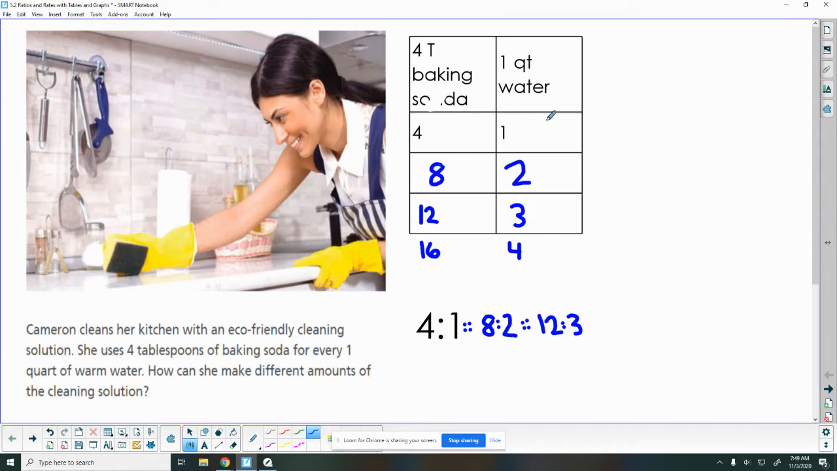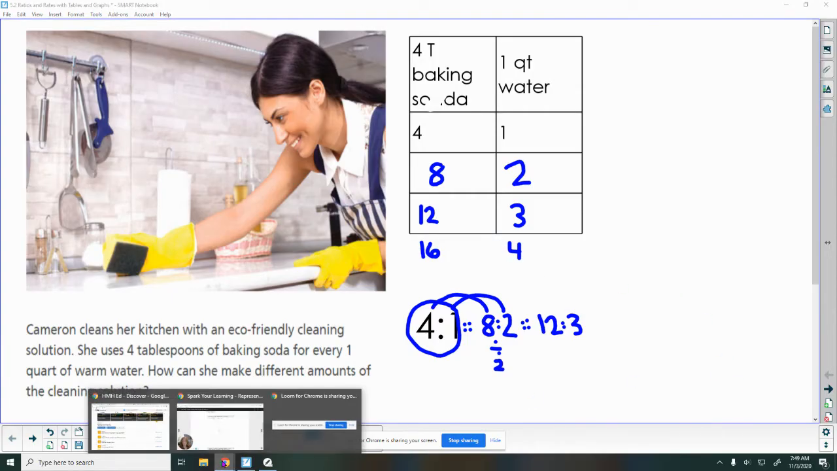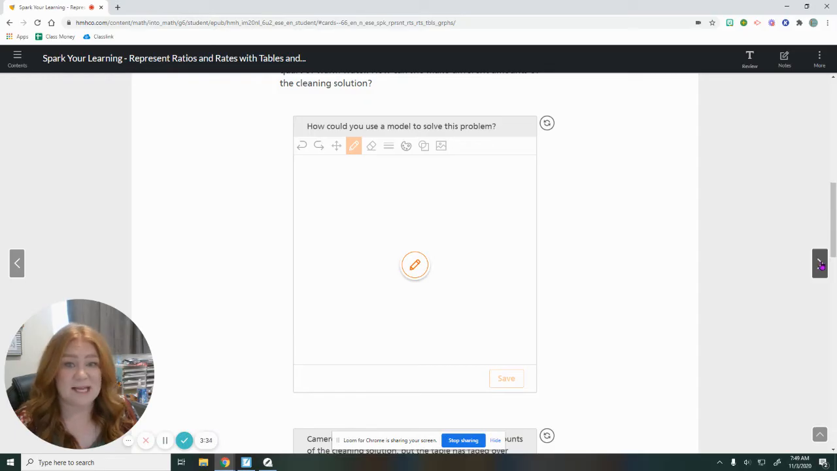So notice whatever I put in my table is what I'm putting as my ratios, but these all simplify. If I divide these both by 2, 8 divided by 2 is 4, 2 divided by 2 is 1. They all simplify back to this basic ratio of 4 to 1. So we're going to be looking at these tables today to help us understand rates and ratios a little better. So let's go ahead and flip to task 1.